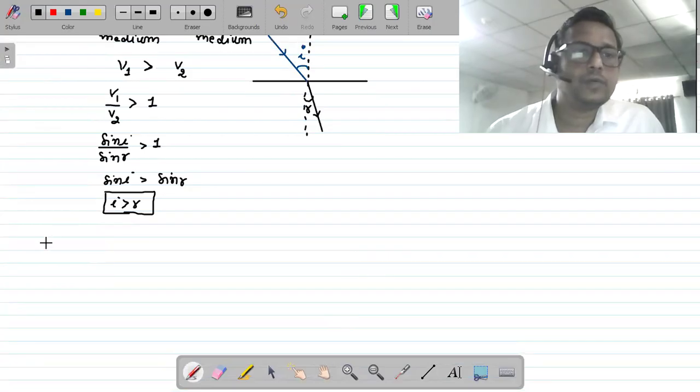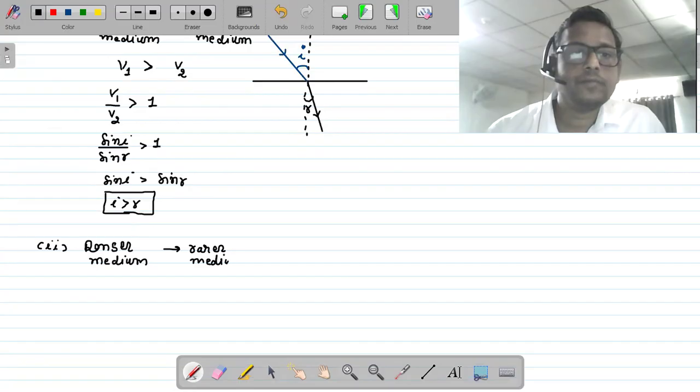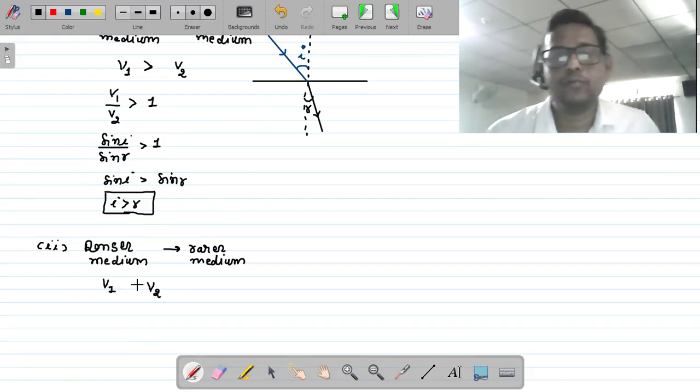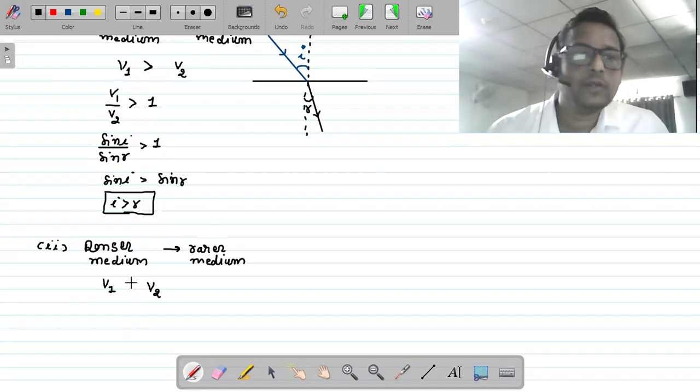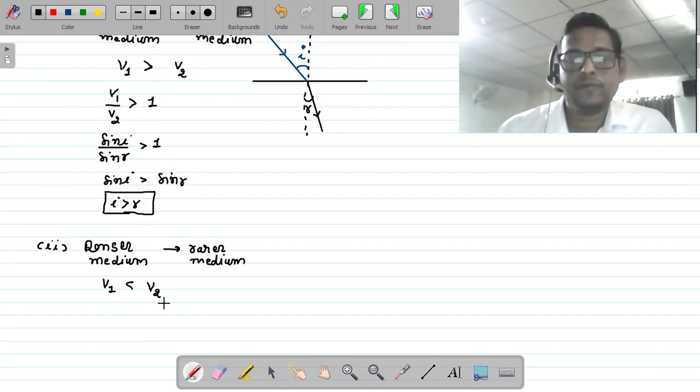Now let's see the second case. In the second case, the light ray is now traveling from denser medium to rarer medium. Let's say the speed of light in the denser medium is v1 and the speed of light in the rarer medium is v2. We know that the speed of light is more in the rarer medium as compared to the denser medium, so v2 is greater than v1.